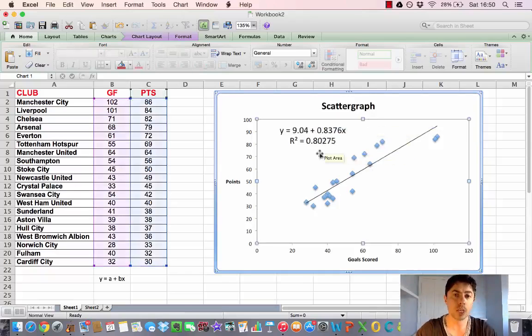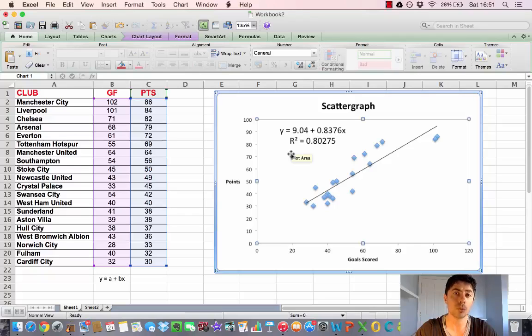So this is the regression result for the Premier League 2013-2014 season, indicating that on average each team would have received 9 points even though there may have been 0 goals. And for every 1 goal scored here, if we put a value of 1 in for x, the points would increase by 0.8376.